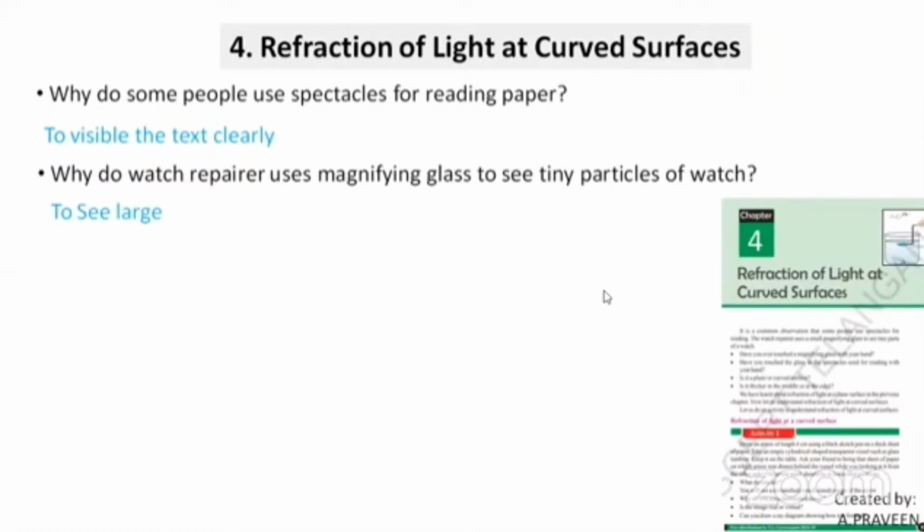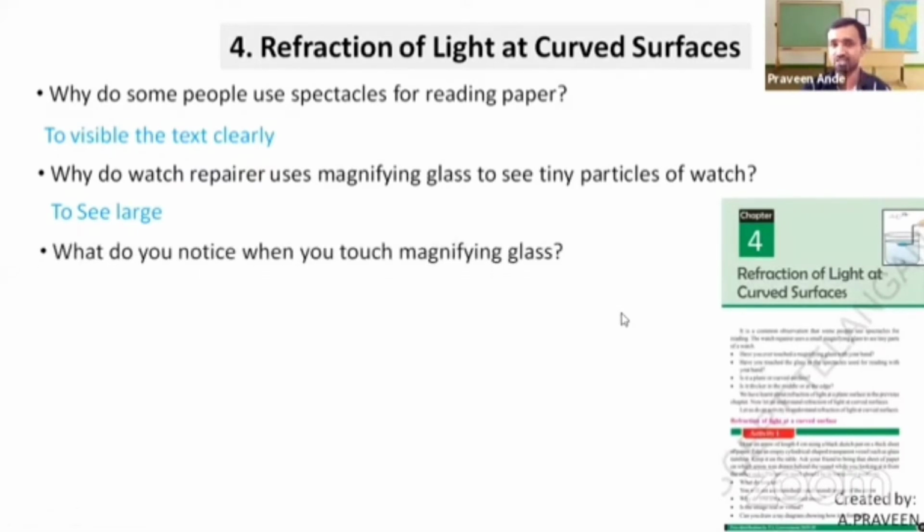Suppose you have a hand lens. If you see through that, what happens? It appears big, larger in size, bigger than its actual size. The next question I will ask you: what do you notice when you touch a magnifying glass? How do you feel? Is it slim, that means flat everywhere?